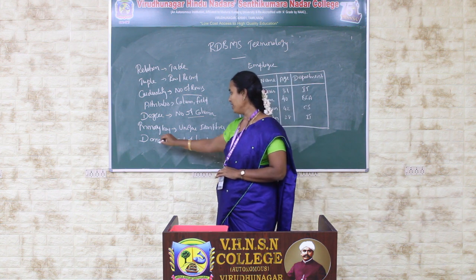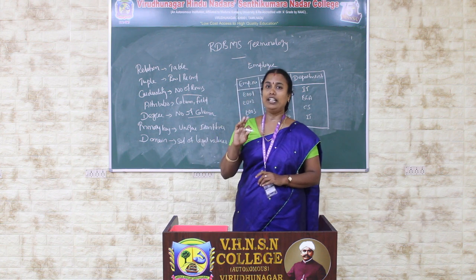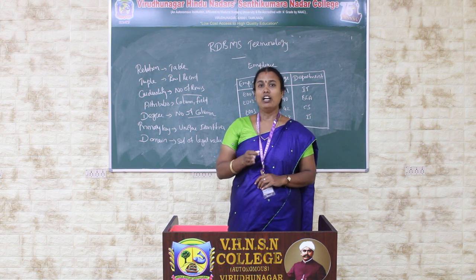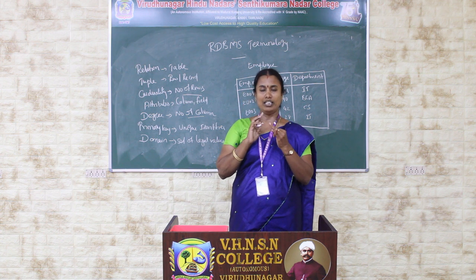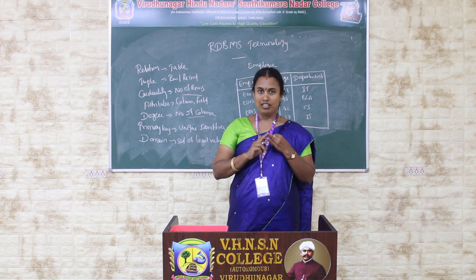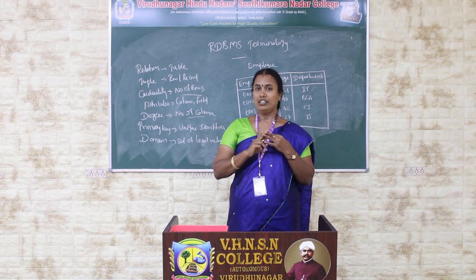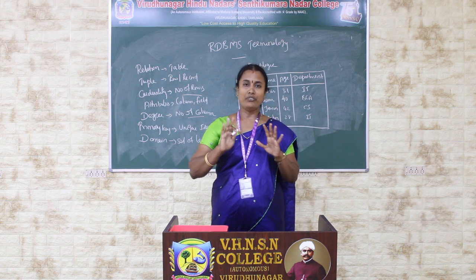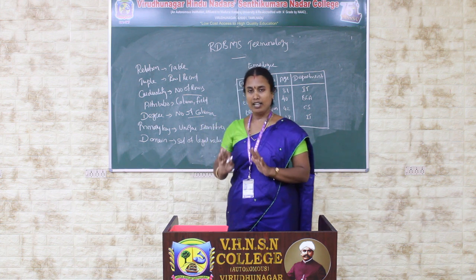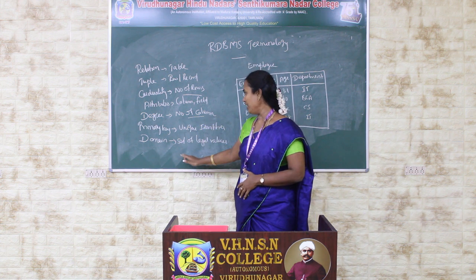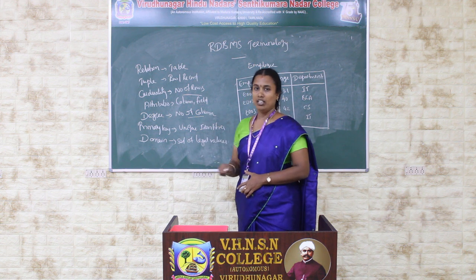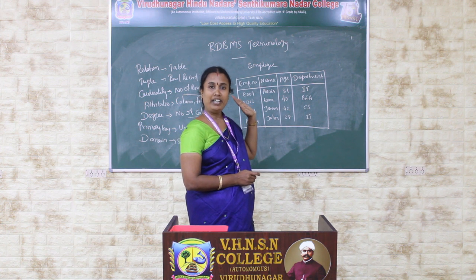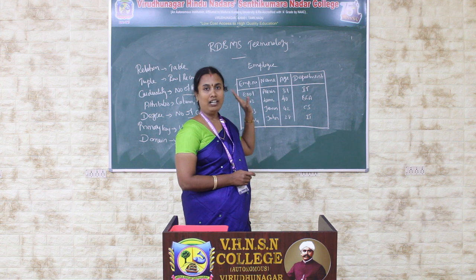Then last one, domain. What is the domain? Domain specifies the set of legal values. For example, for one attribute or one column we define the name of that domain, what data type we should assign, what is the size of the domain, and which kind of value we must give in the domain. This range of values must be specified in the domain. That is why I mentioned it is the set of legal values. Before that, I specified the definition and the predefined name for each individual terminology.